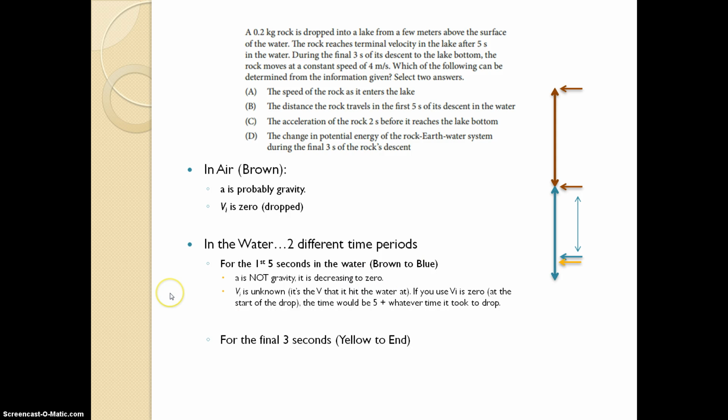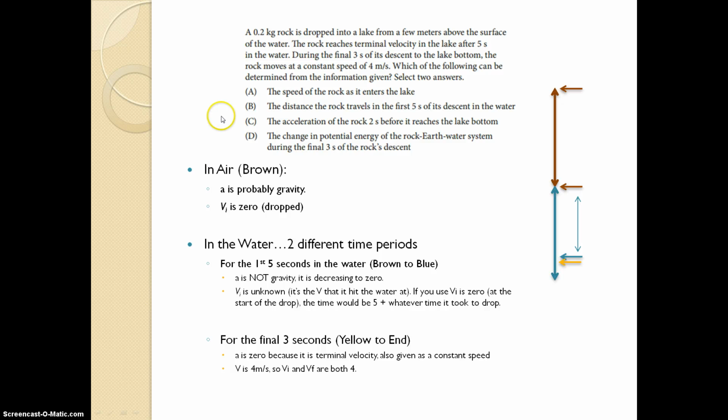Now for the final 3 seconds, the yellow to the end, we know the acceleration is 0 because it's at a terminal velocity. Also the phrase constant speed gives you a big hint right there. So we know that. We know the velocity is 4, so we know the initial velocity and final velocity are both 4. And finally, we also know the time is 3 seconds. So we actually have 4 things there, which is more than enough to actually solve for anything else we need. And the only one unknown thing is a displacement.